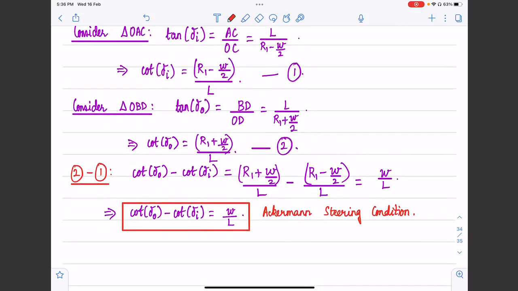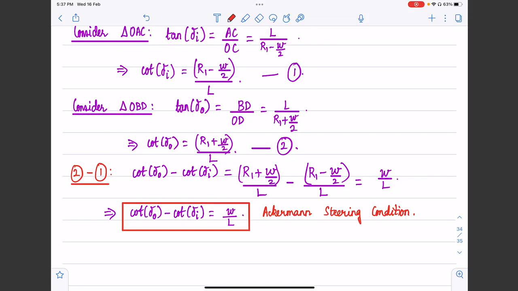All right. So we can immediately see, as one of our friends asked, let's say if I increase the wheelbase, what is going to happen? Obviously, if I keep W the same, the difference between cot delta naught and cot delta I will decrease. So when I turn my inner wheel, automatically the angle by which I turn my outer wheel should be changed, to essentially take into account the increase in the wheelbase, to meet this Ackermann steering condition.